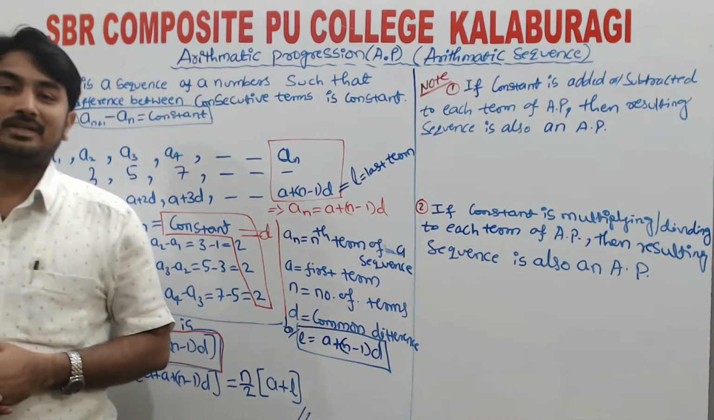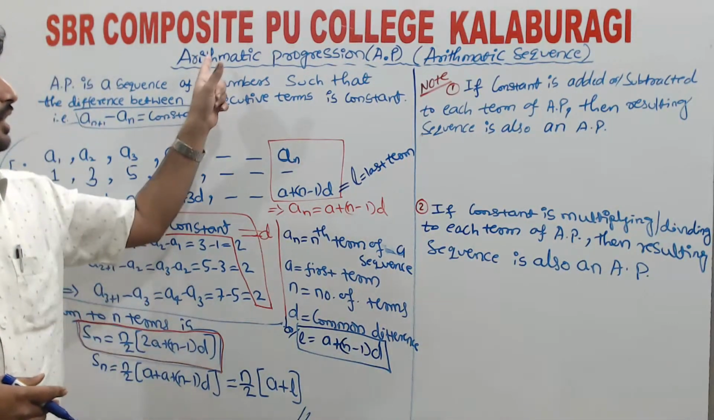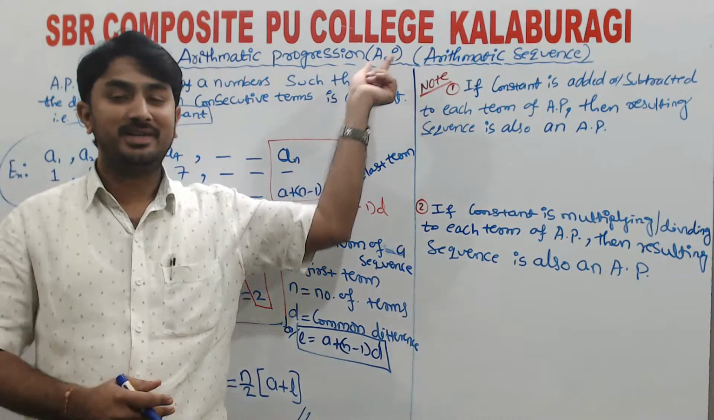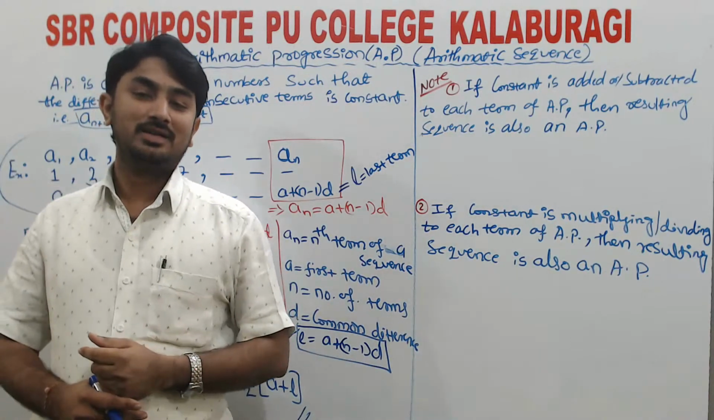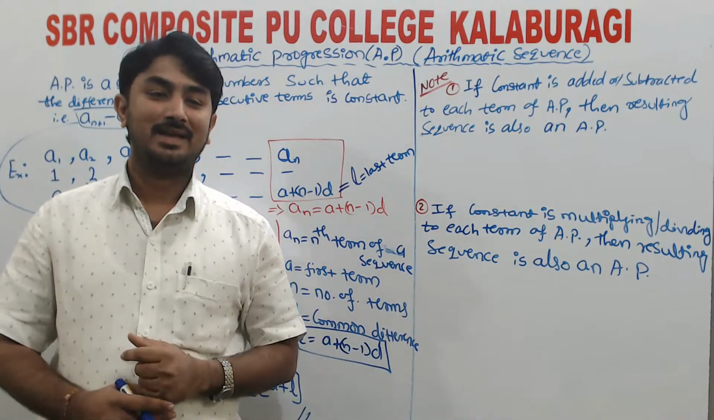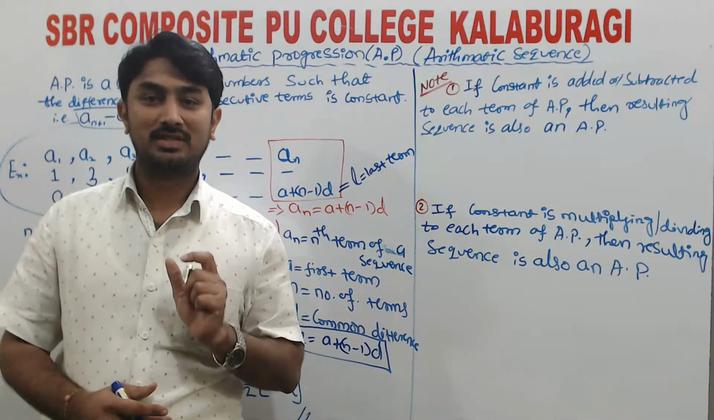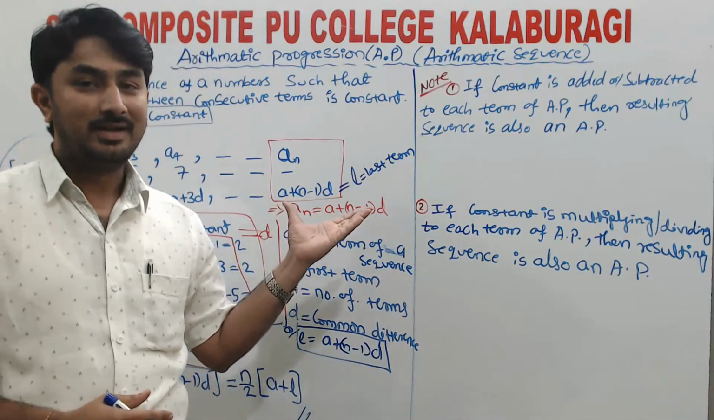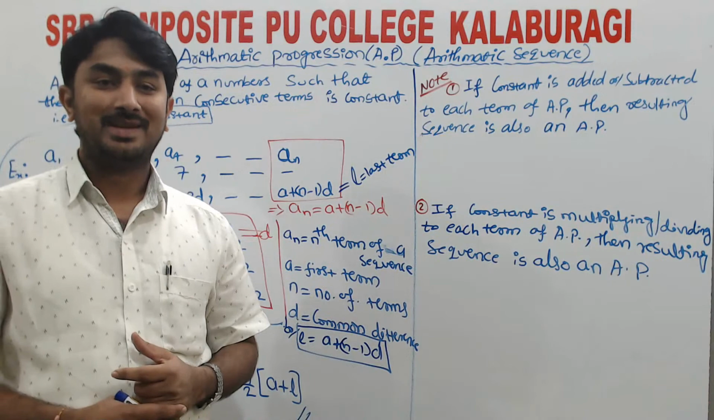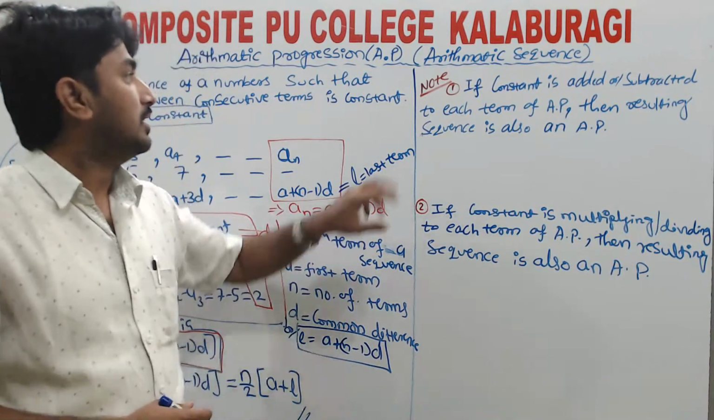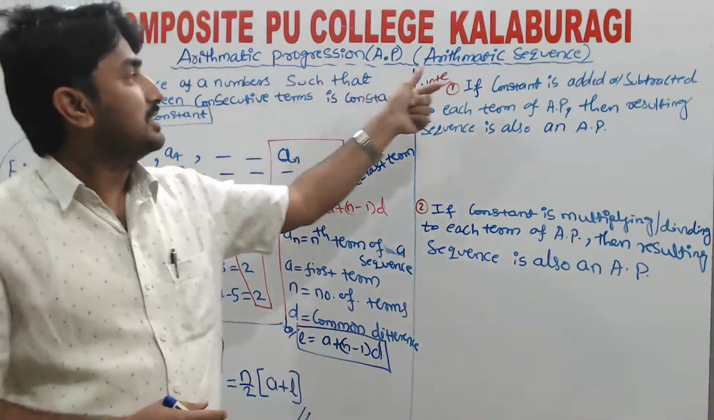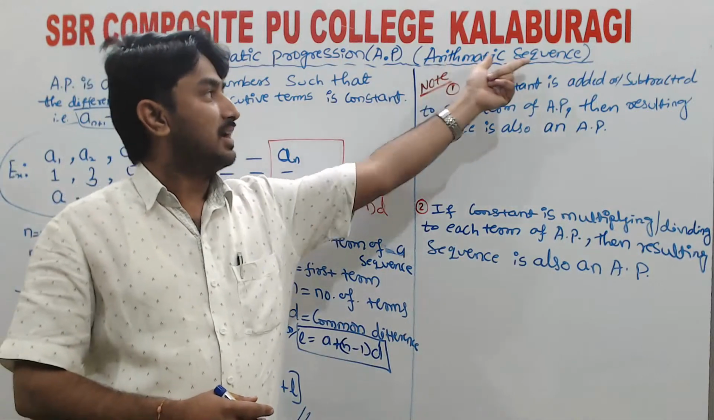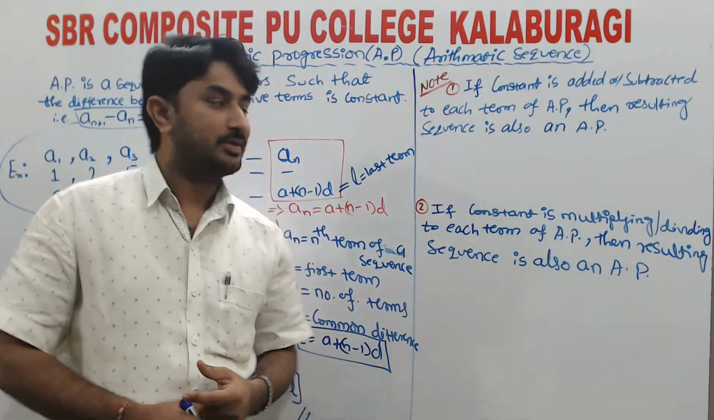Once again, I repeat here. Arithmetic progression, in short form, is called AP. You have already studied arithmetic progression in the 10th class. The same concept I am repeating here, and it has higher level problems as well as concepts. Arithmetic progression is also named arithmetic sequence.